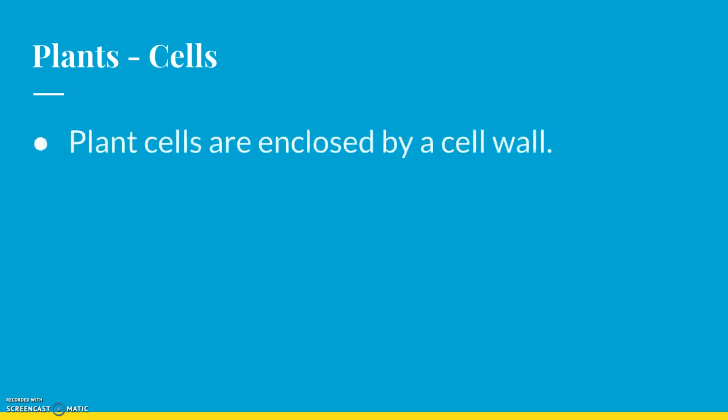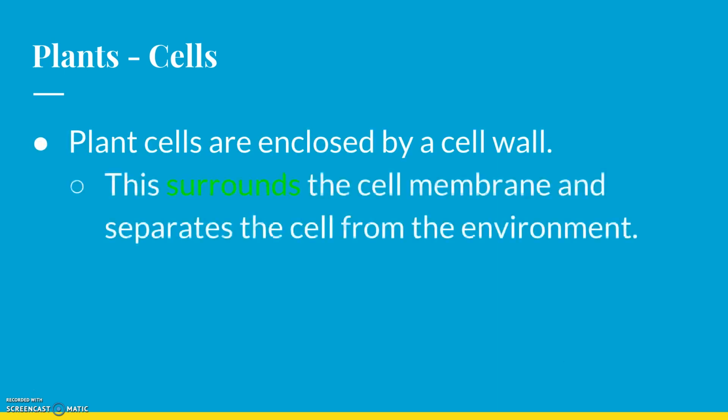Recall that plants are enclosed with a cell wall. Remember, that's the outside layer. This surrounds the cell membrane and separates the cell from the outside. So this acts as a little shield, as a little plastic wrap. Okay, you wrap up your food in your fridge with plastic wrap so it doesn't get gross. Same thing here, kind of, is your cell wall keeps all the bad stuff out, keeps all the good stuff in, and it helps the plant stand up straight.